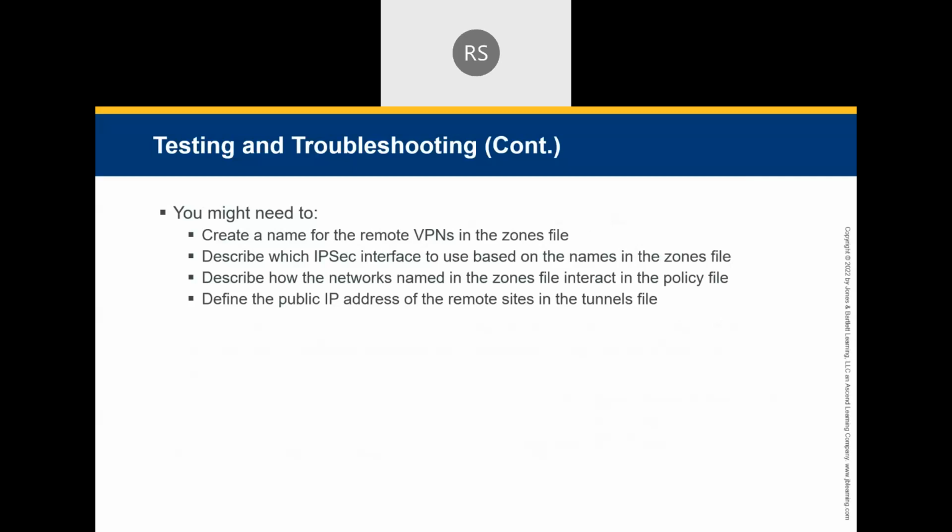Also, in the tunnel files, you want to define the public IP addresses of remote sites participating in the VPN connections. So this information is important for establishing secure communication channels between the VPN endpoints.